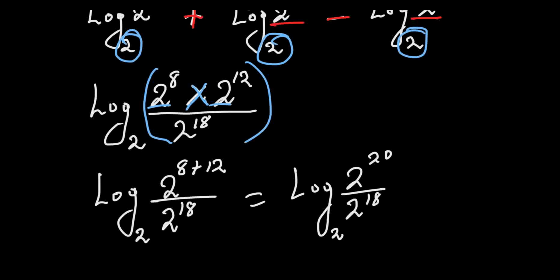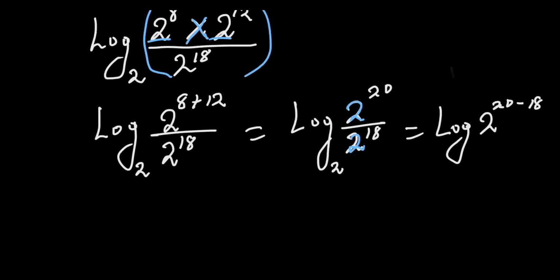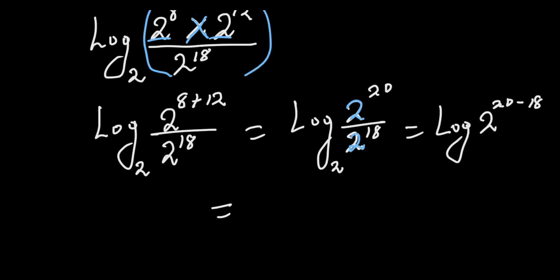Now, the law of exponents says that if you are dividing, we have this is 2 and this is 2 with different exponents. So all we have to do is to subtract the exponent of the denominator, which is 18, from the exponent of the numerator. So this will be equal to log 2 to the 20th power minus 18. So this will be equal to log, 20 minus 18 is 2. So log 2 exponent 2 to base 2.